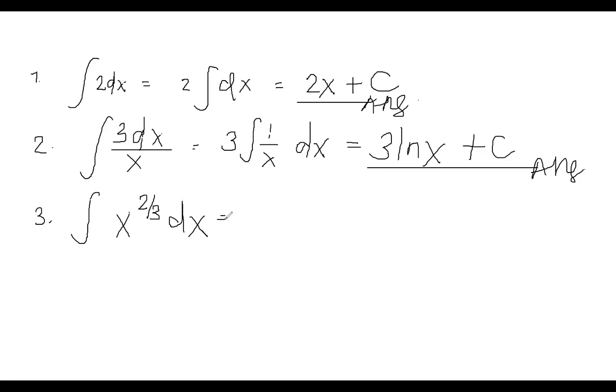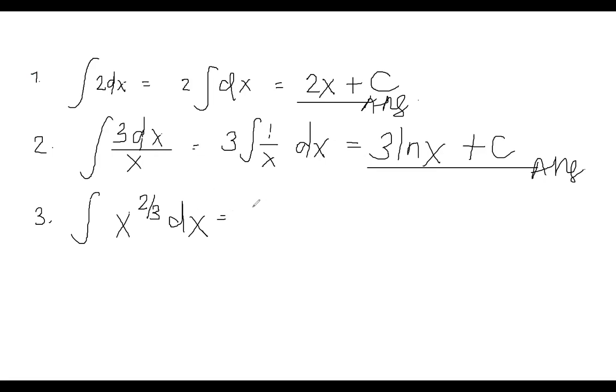So x to the power of 2/3 dx. If we look at it, what kinds of property can we use? It has exponents, right? So we can use the power formula or the fourth property. What is the fourth property? The integral of x to the power of n is equal to x to the power of n plus 1 all over n plus 1. So we just add 1 to the exponent and divide by n plus 1.